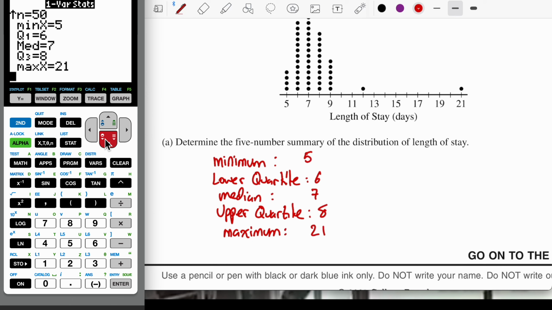Now, they didn't say anything about outliers yet. They will. They'll get to that in the next part of the problem. But you got to look at this, and just based off the graph and even our 5-number summary, that 21 kind of jumps out at you. 5, 6, 7, 8. So we're in the single-digit realm, and then all of a sudden we're at 21.